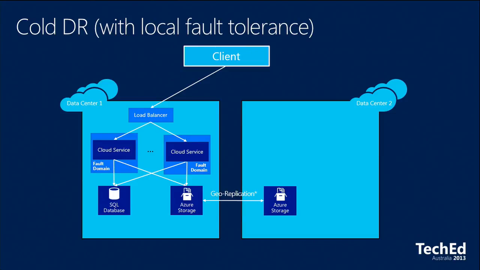So this idea of cold DR is pretty much as it sounds. You start from cold, you start afresh, you start with nothing. And so in the case of a disaster, all I really have in place is a copy or a backup of my data. And so in this case, the 2 types of data I care about are Azure Storage and SQL Azure. Oh, sorry, SQL Database. How many times am I going to do SQL Azure?